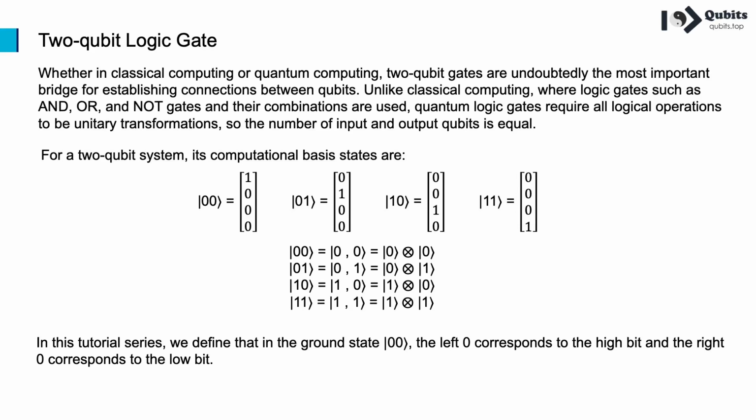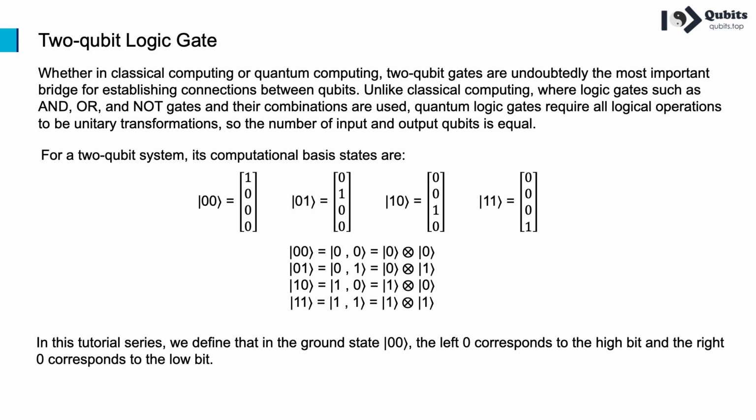Whether in classical computing or quantum computing, 2-qubit gates are undoubtedly the most important bridge for establishing connections between qubits. Unlike classical computing, where logic gates such as AND, OR, and NOT gates and their combinations are used, quantum logic gates require all logical operations to be unitary transformations, so the number of input and output qubits is equal.